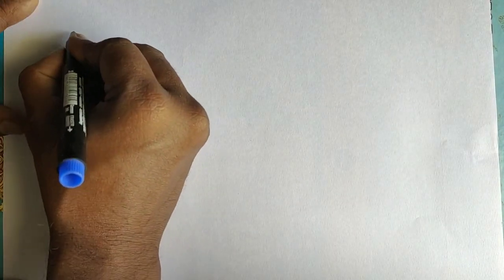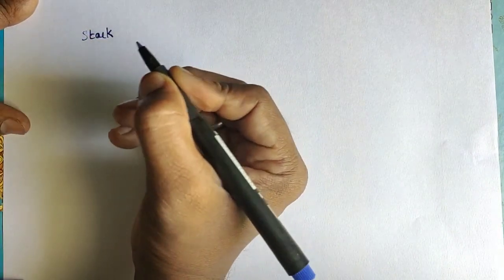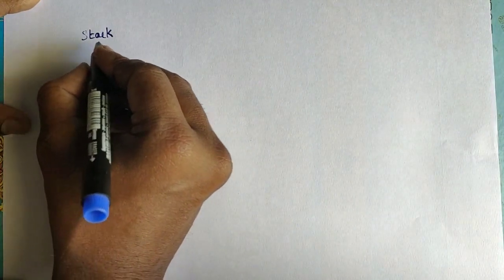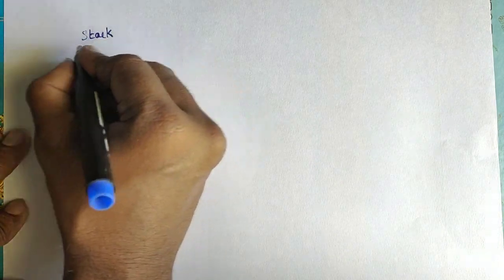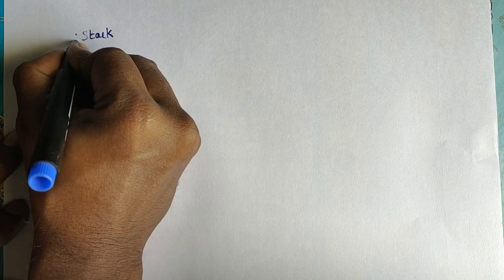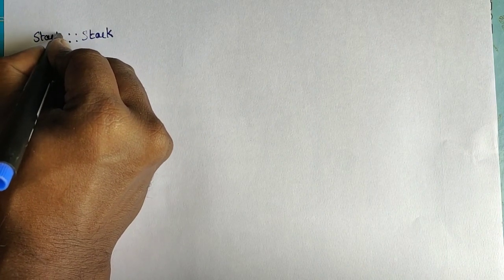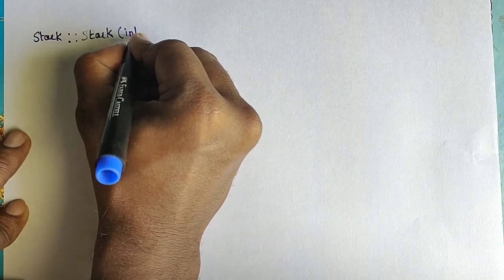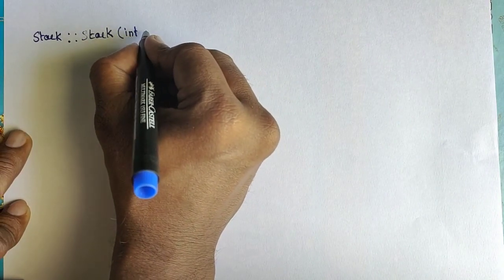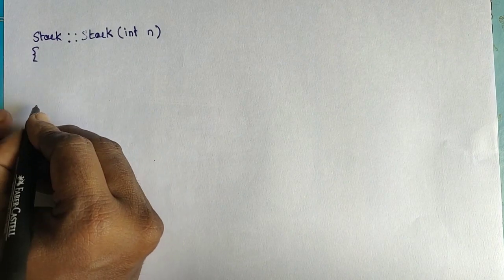First, stack. This is the name of the function, the constructor name, and we need to represent the fully qualified name of this function if you want to define it outside. That is the scope resolution. This belongs to the class stack. So stack, scope resolution, stack, and then the input is int, and then I need to mention some size variable here. And then the definition of this function.